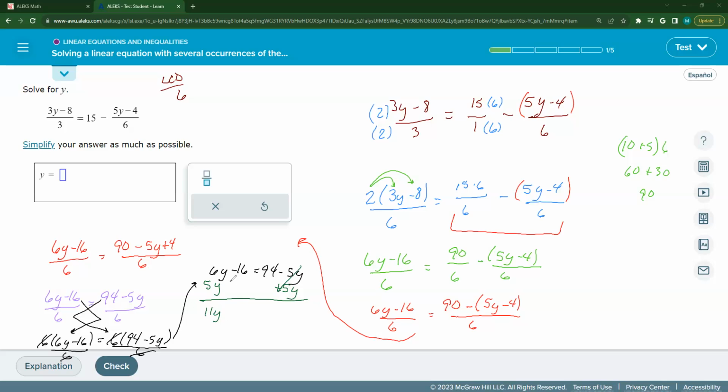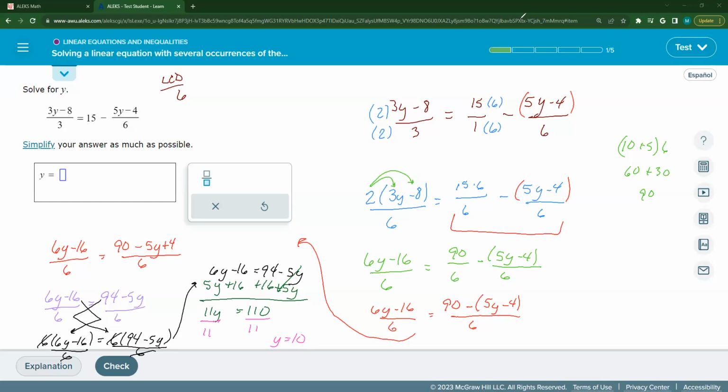And then I'm going to go plus 16 because on the side with the y, I need to get rid of anything else. So plus 16 equals 110. And now I get to finish solving this. So I'm going to divide both sides by 11. And you get y equals 10.